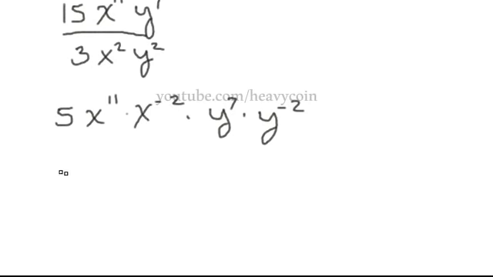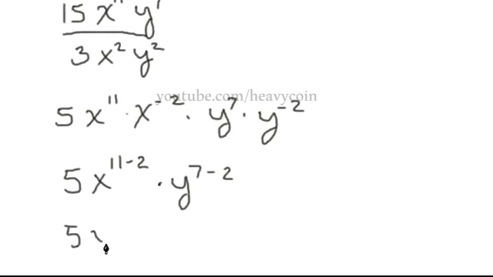Now we add our exponents. And so we have y to the 7th, then minus 2. So this becomes 5x to the 11 minus 2 is 9, and y to the 5th. So that is now simplified completely down.